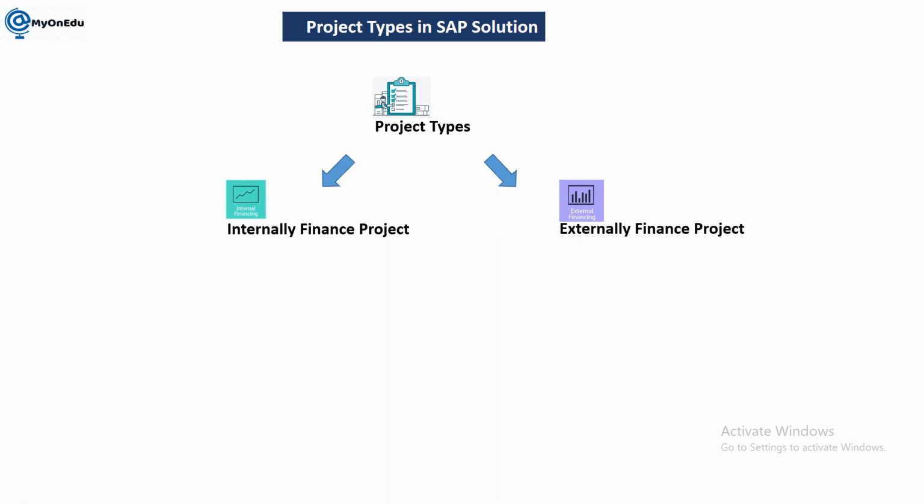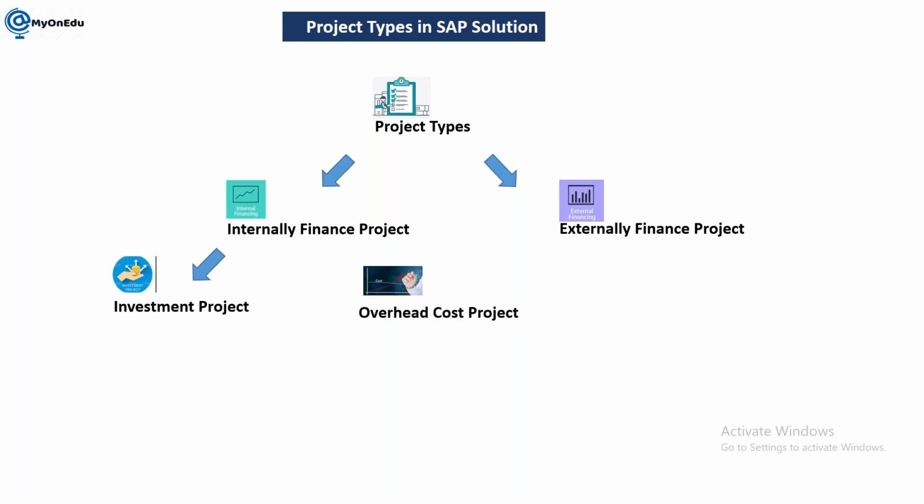An externally financed project is financed by an external party like a customer. For example, I am an IT company and I am doing an implementation for my customer, so this has to be financed by my customer. Going further, an internally financed project can be of two types: one is an investment project, another is a cost project or overhead project.